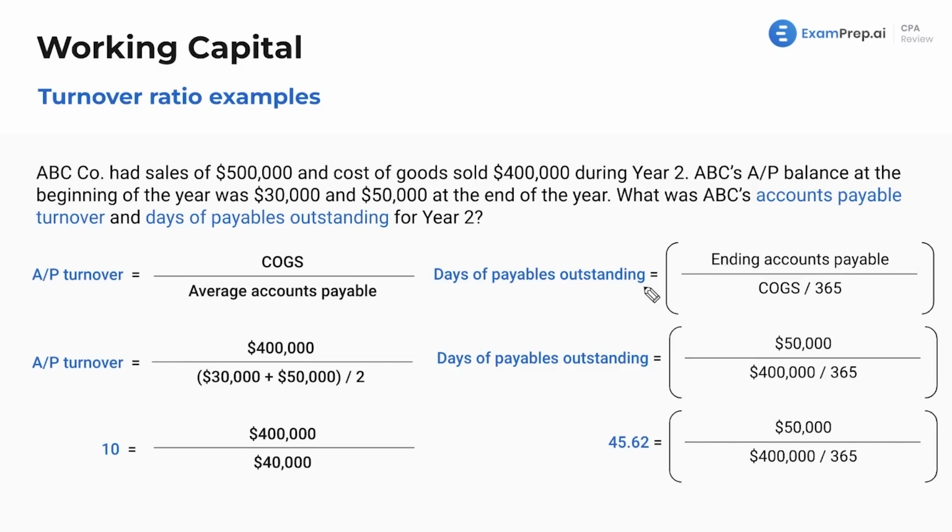Now, days payable outstanding, again, plug and chug. We've got the ending accounts payable, cost of goods sold, divided by 365. Just plug them in and get your final answer, which is 45.62. You got it, you're doing well. I really don't want to go into these much more than other than saying, right, just plug and chug. I want you to just earn these free points on the exam.